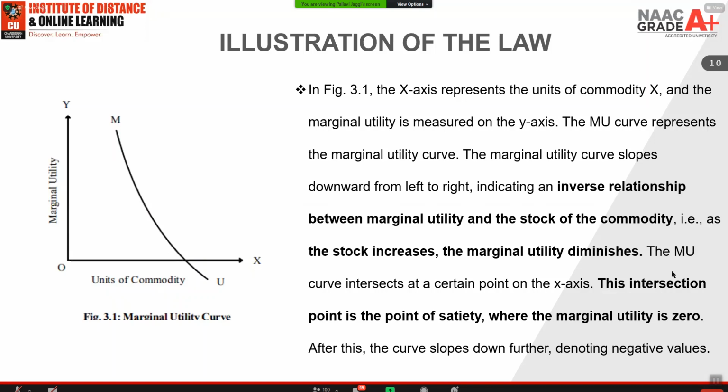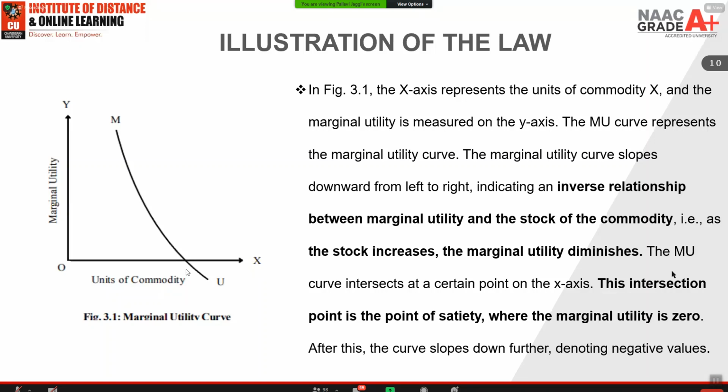We have talked in the law of demand that there is an inverse relationship. So whenever we talk about an inverse relationship, there is a negative relationship. The curve is always sloping downward. So this says that as the stock increases, the marginal utility diminishes.